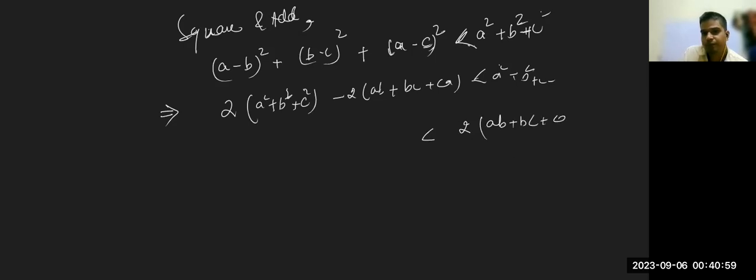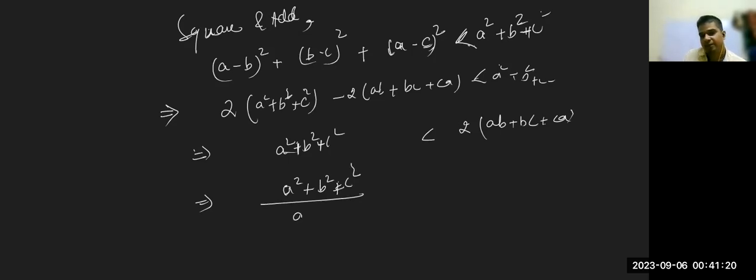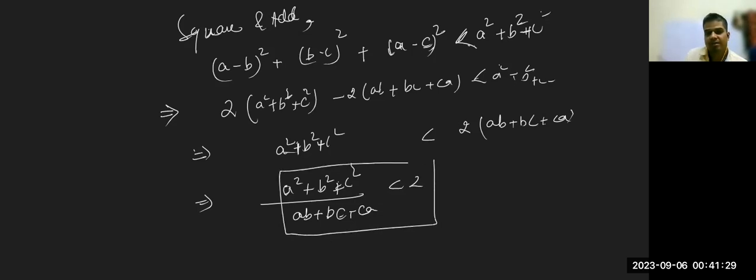I'm writing it out. Here it will be, I think, A square plus B square plus C square. I think we have almost reached a conclusion. So if we divide this, here comes the main equation. This ratio we are interested in finding out. What is the ratio of A square plus B square plus C square upon AB plus BC plus CA? That ratio for any triangle is always less than 2.